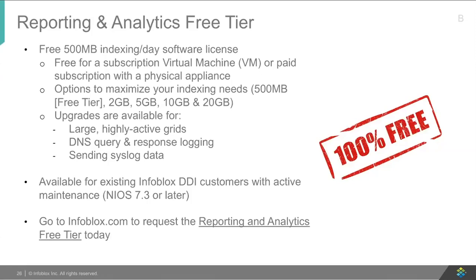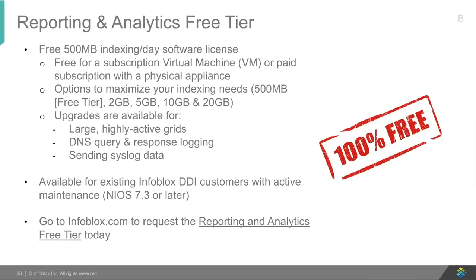In addition, there are upgrades available for highly active grids, especially for DNS and response logging, which is very important. This is available for DDI customers that have NIOS 7.3 and later. You can get that free tier even today. If you want to start using these reports, all you have to do is go to infoblox.com and request the free tier, and you're up and running.